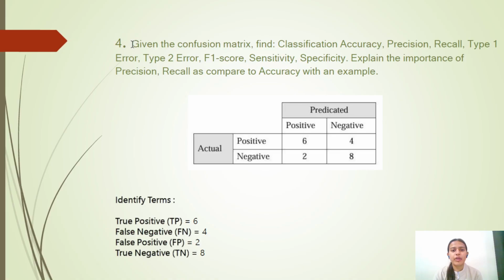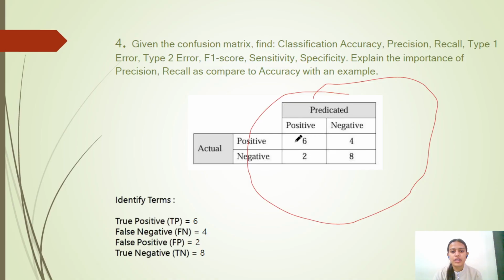So we have question number 4. Given the confusion matrix, find classification accuracy, precision, recall, type 1 error, type 2 error, F1 score, sensitivity, specificity. Explain the importance of precision and recall as compared to accuracy with an example. So we can see we have been given a confusion matrix.